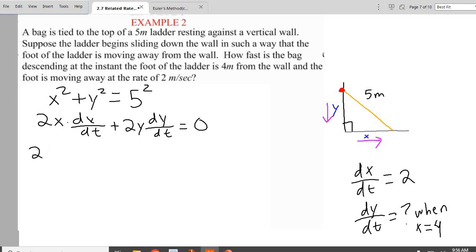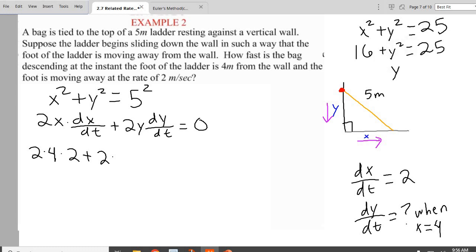So, do I know what x is? Yeah, what is it? 4. Do I know what dx/dt is? It's 2. But now, what's the last thing that I need to know? y. How can I figure out what y is? Put it in the Pythagorean theorem. I can use my Pythagorean theorem, right? So notice that I have x squared plus y squared equals 25. I'm specifically wanting this when x is 4. So we get that y equals 3. Are we all okay with that?